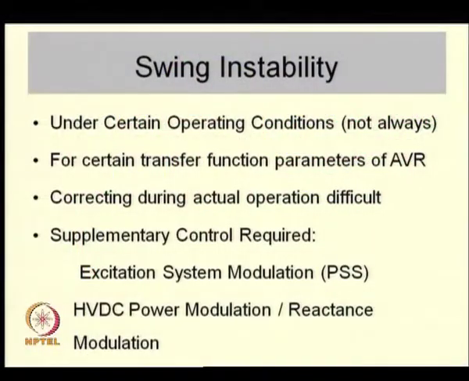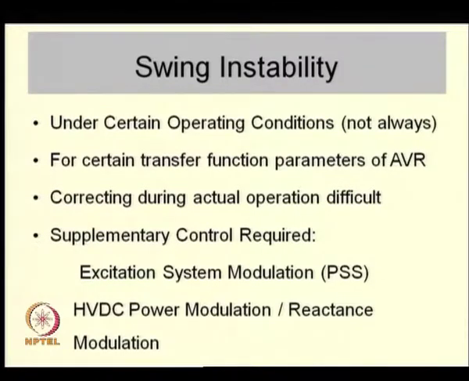Coming back to our discussion, we can try to stabilize these oscillations. We will just summarize what we wish to say here. Swing mode instability can occur under certain operating conditions, not always, for certain transfer function parameters of an automatic voltage regulator. In fact, the automatic voltage regulator was found mainly to be the culprit. If you disable the AVR in many cases, you would not have this swing mode instability. But we do require the AVR to do voltage regulation, so we can't disable an AVR.